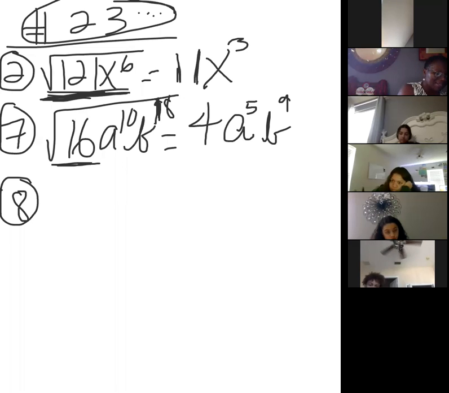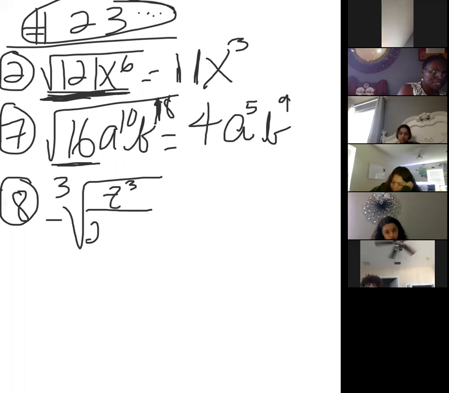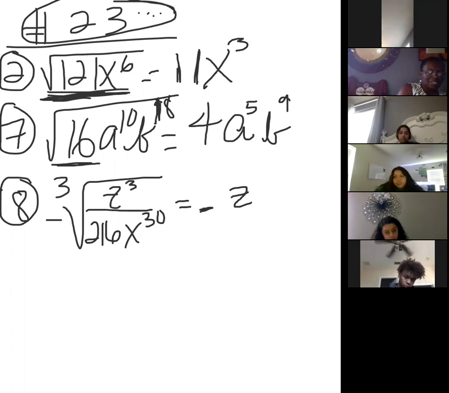Now for number 8, guys, it's a long problem, but it's doable. So it's negative 3rd root of z to the third over 216 x to the 30th power. So on this one right here, we're going to keep the negative that's on the outside. We're going to take the cube root of z to the third. To take the cube root of z to the third, we keep the base z. We take the index, which is 3, divide it into the power, which is 3. 3 goes into 3 once. Now, the power should be 1 here, but you don't have to write the power of 1. Because when you have a base with no power, it's understood to be a power of 1.